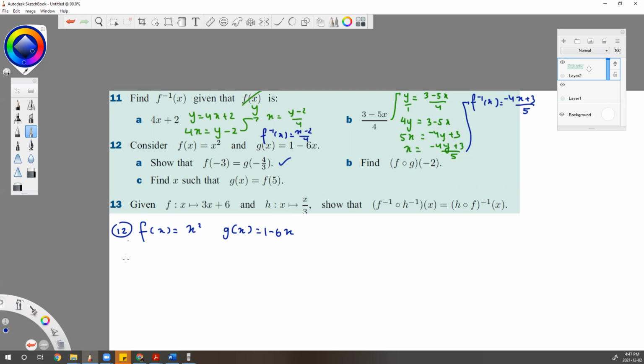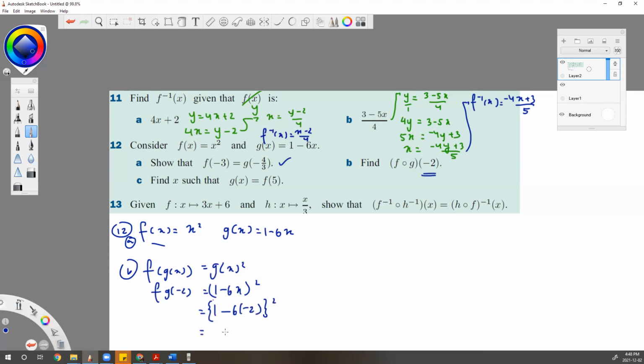Okay, so part B is quite simple. A, do it yourself. fog, f of g(x), right? So if f(x) equals x squared, fg(x) equals g(x) squared. So (1 minus 6x) squared. But we have the number, negative 2. So you don't have to expand, just put it there like this. Wait, it's negative 2. See, no need to expand in terms of x, wasting time. (1 plus 12) squared, 169, right? 13. How to do C?